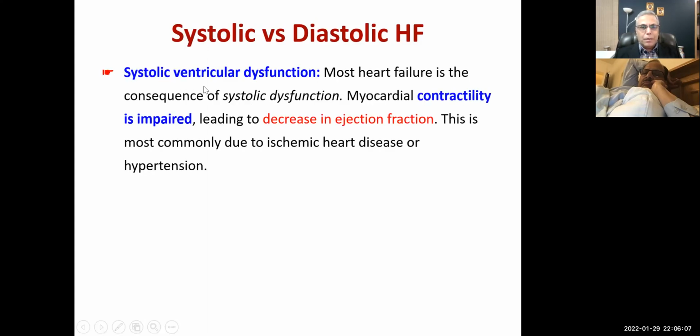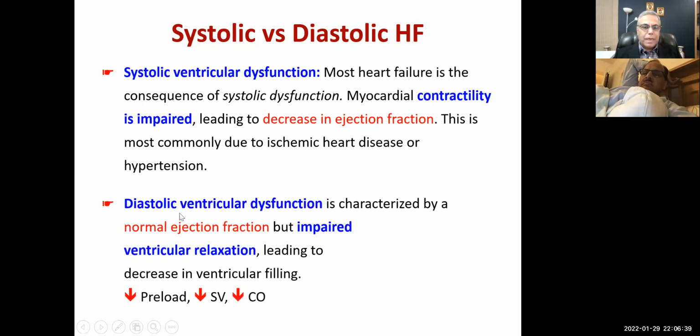So systolic ventricular dysfunction. It is a dysfunction of systole. It is a dysfunction of the contraction of the heart. Most heart failure is the consequence of systolic dysfunction. Myocardial contractility is impaired, leading to decrease in ejection fraction. This is most commonly due to ischemic heart disease or hypertension or myocardial infarction or any other disease of the heart, which is known as cardiomyopathy.